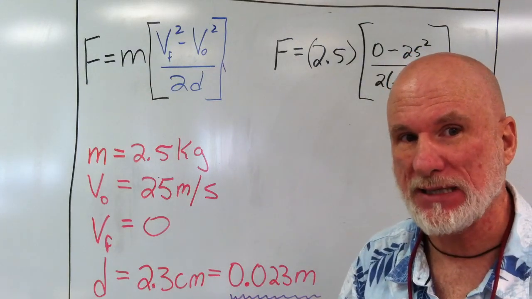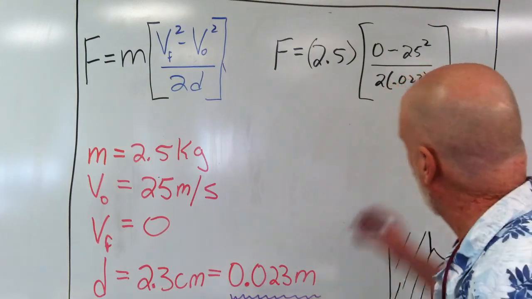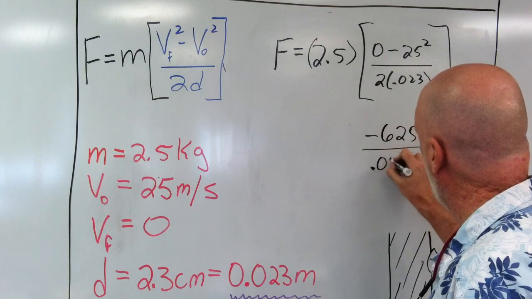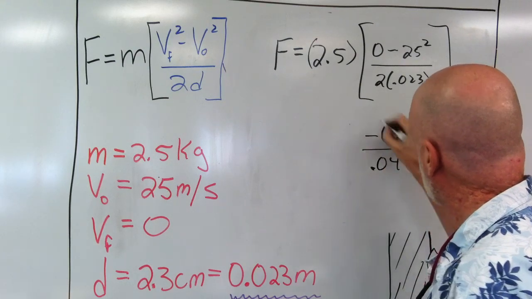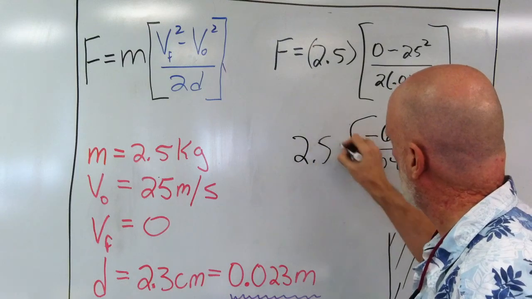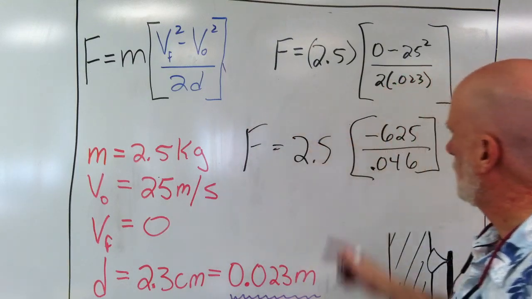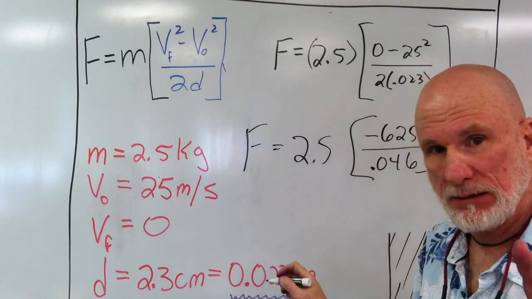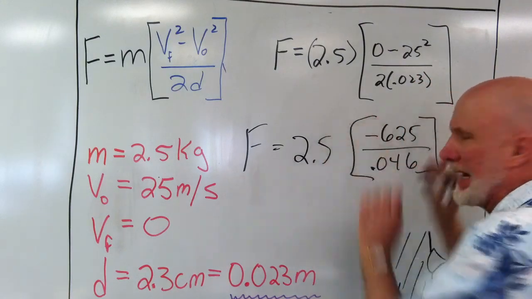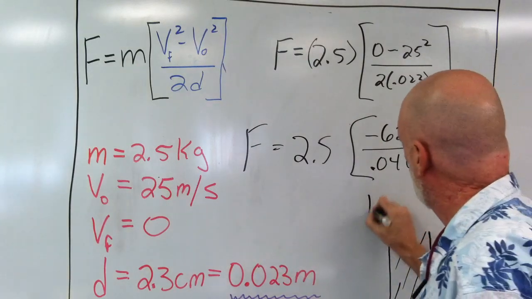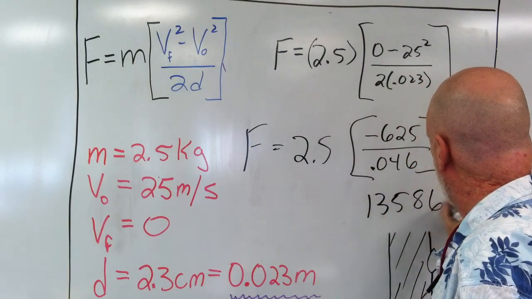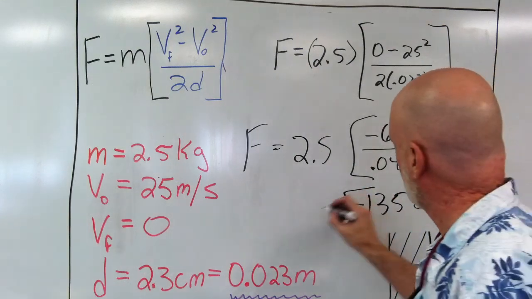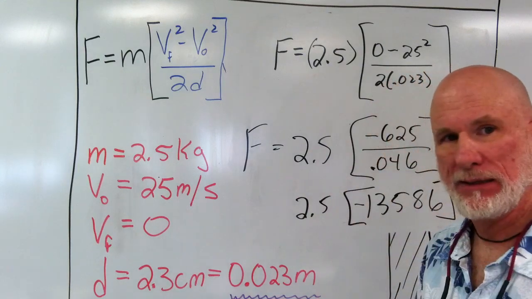Now, but it's negative. That negative is not squared, is it? No. Tricky. So that's going to be negative 625 over 0.046 times 2.5. I know that this, right, what's this equal? What's that equal? Judine? 13,586. Excellent. Right? Make sense?